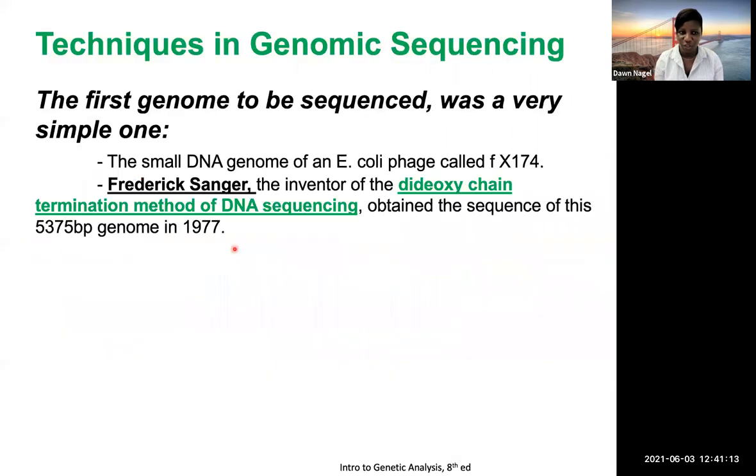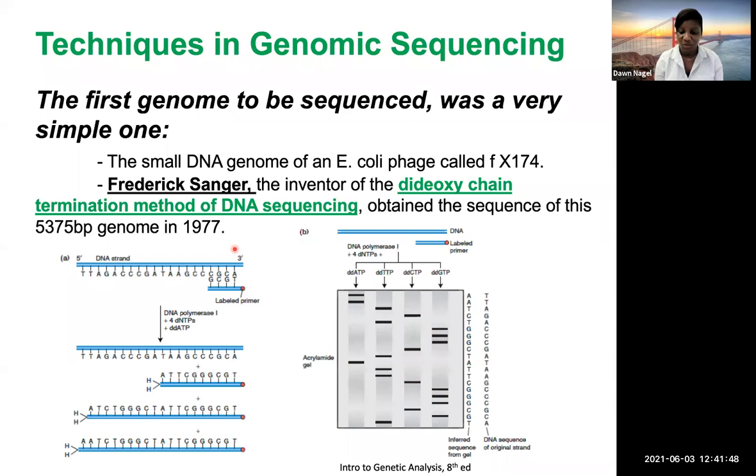So the first genome that was sequenced was a phage, really a bacteriophage. It was relatively small. It was sequenced when Frederick Sanger developed the chain termination method of DNA sequencing. It's 5,000 base pairs, which is relatively small. You can sequence that within 5 minutes these days. But at the time, in the 70s, it was a huge undertaking to sequence this 5,000 base pair genome of this bacteriophage.